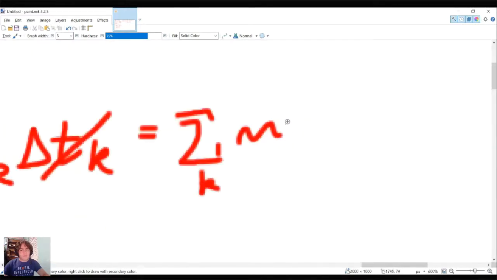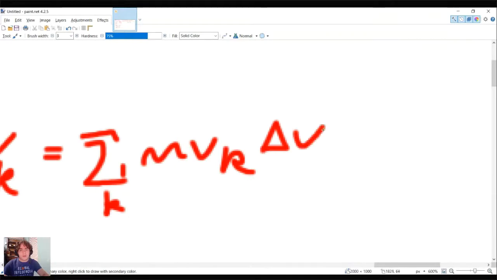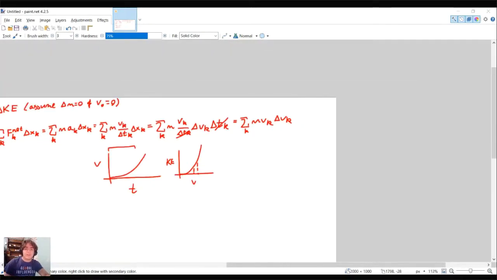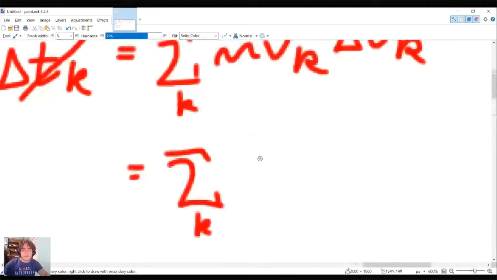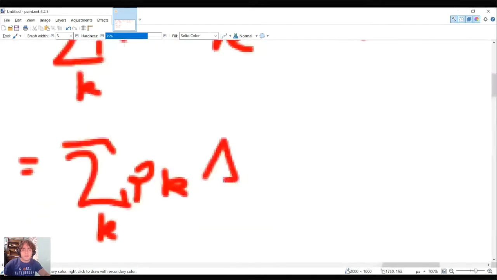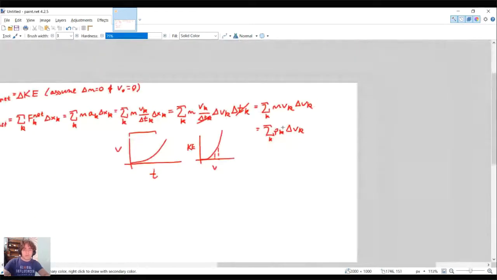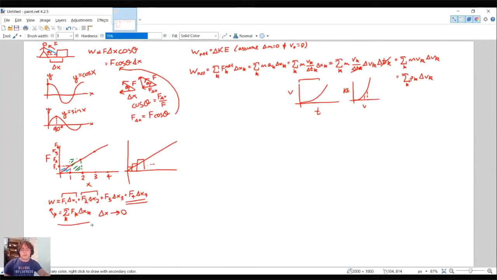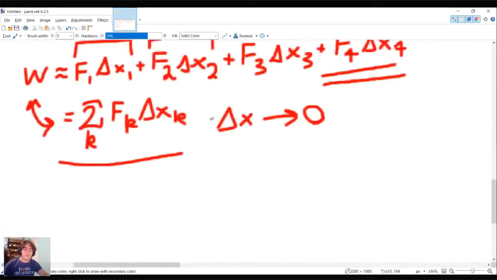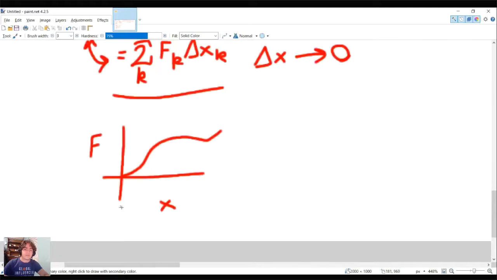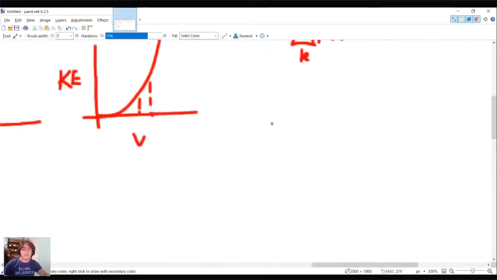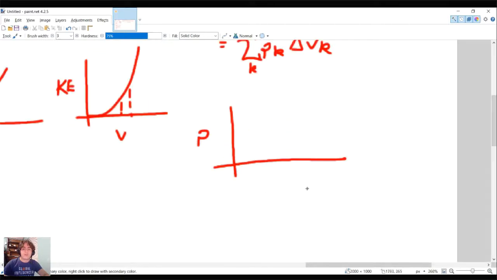m v sub k, delta v sub k. And what's mv? mv is momentum. So that's p sub k, the momentum at the kth interval, times delta v sub k. So what do we mean by this initial summation? We meant the area under a curve, right? Because as those rectangles get smaller and smaller, it approaches the area under that curve. So, for the same reason that this one right here represented the area under an F versus x graph, a force versus displacement graph, this summation represents the area under a P versus v graph.